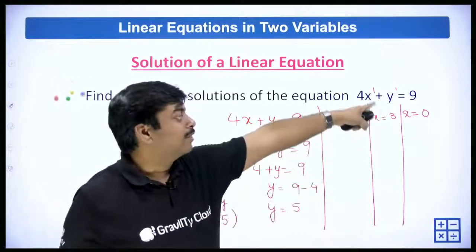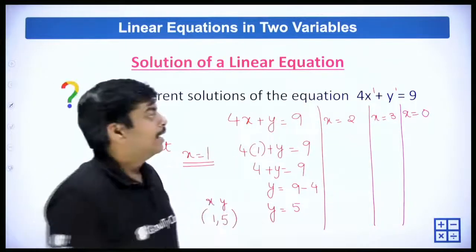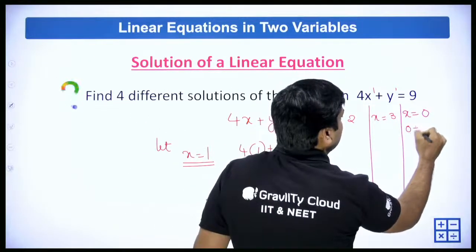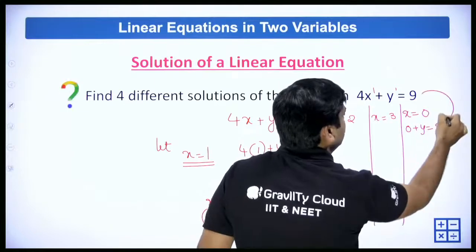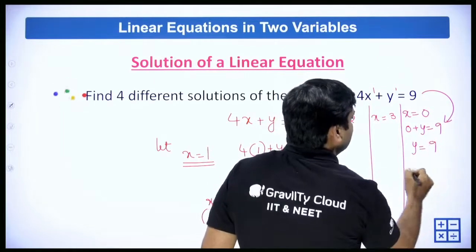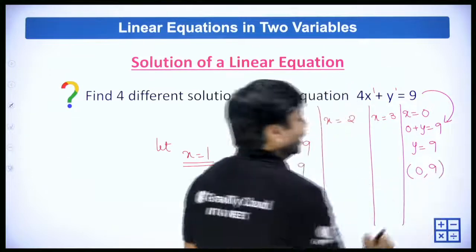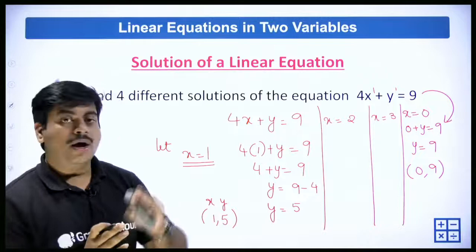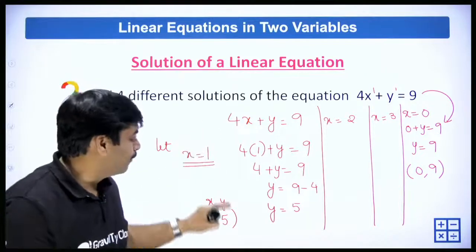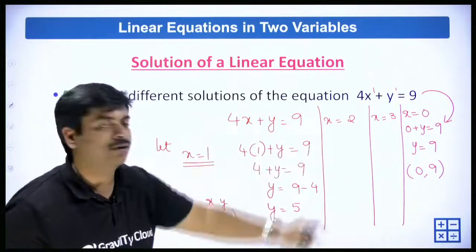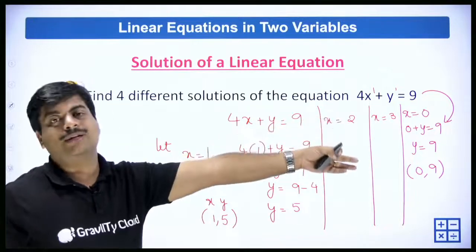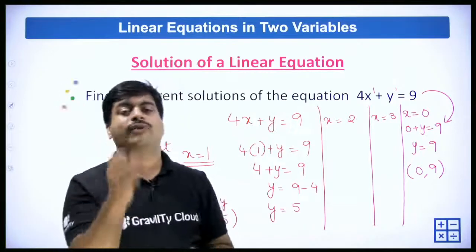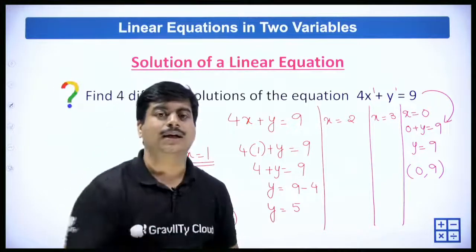What happens if we keep x equal to 0? If we take x equal to 0, this value becomes 0. So 0 plus y is equal to 9. So y will be equal to 9, and you can say the solution as 0, 9. Correct? If I take x equal to 1, I get y equal to 5. If you take x equal to 0, we'll get y equal to 9. Take x equal to minus 1, you'll get some other value. x equal to 2, you will get one more value. x equal to 1.5, x equal to 0.5, x equal to 0.1.